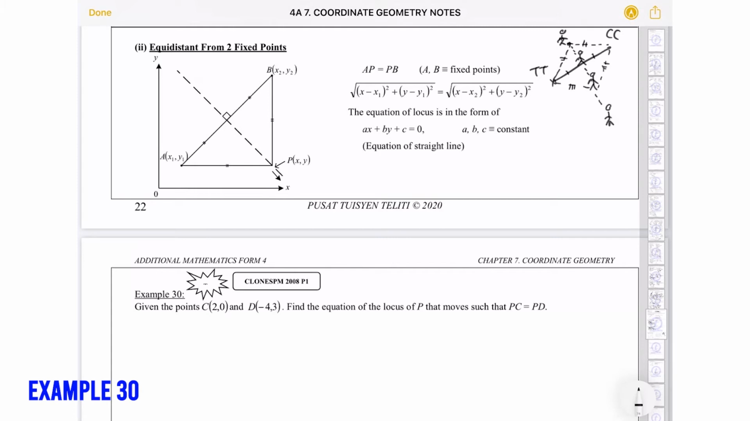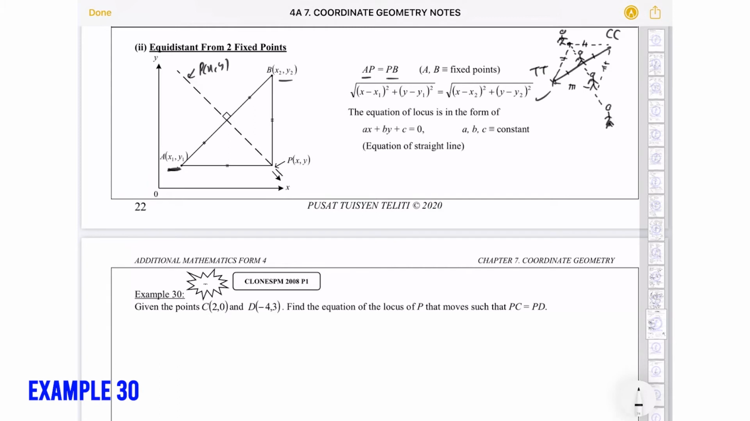Now, the position of the boy can be modeled by this coordinate (x, y) here, and let's say the institution is A (x1, y1). The cyber cafe is B (x2, y2). The distance is always the same, so we can say AP equals PB. Remember the formula for distance: square root of (x minus x1) squared plus (y minus y1) squared, where x1, y1 is the coordinate of point A, equals the square root of (x minus x2) squared plus (y minus y2) squared.